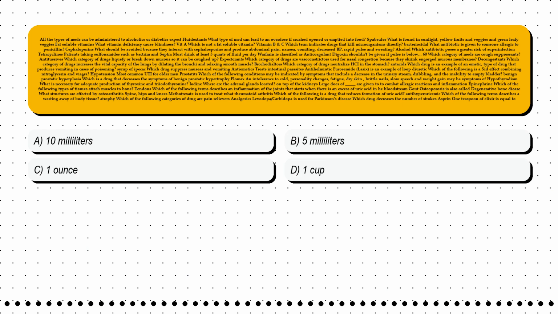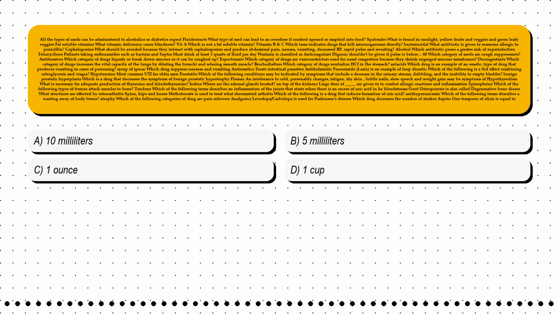Question 358. Which types of meds can be administered to alcoholics or diabetics? Expect fluid extracts. What type of med can lead to an overdose if crushed, opened, or emptied into food? Capsules. What is found in sunlight? Yellow fruits and veggies and green leafy veggies are fat-soluble vitamins. What vitamin deficiency causes blindness? Vitamin A. Which is not a fat-soluble vitamin? Vitamin B and C. Which term indicates drugs that kill microorganisms directly? Bactericidal.